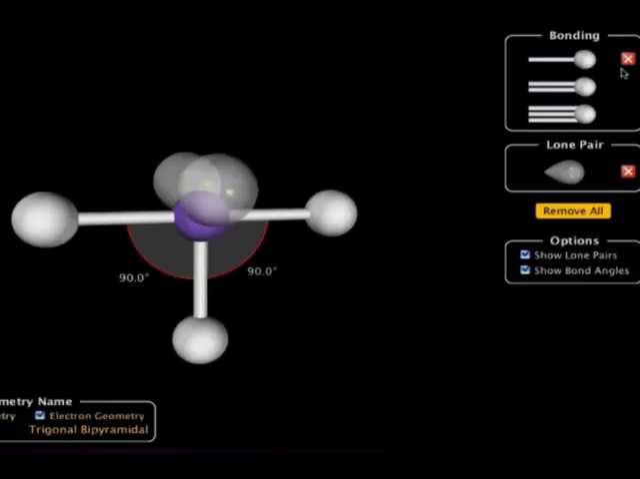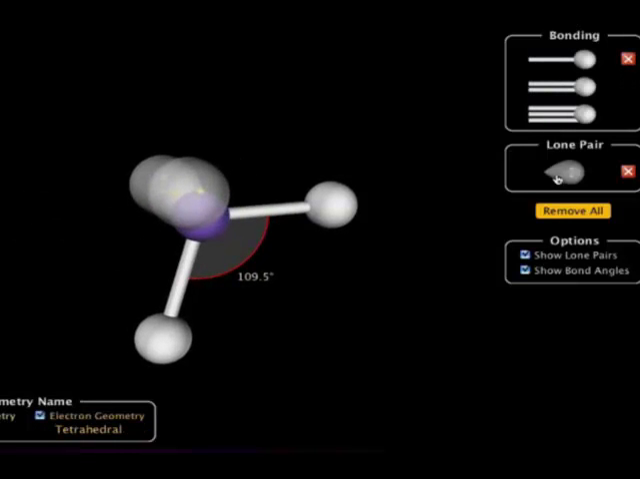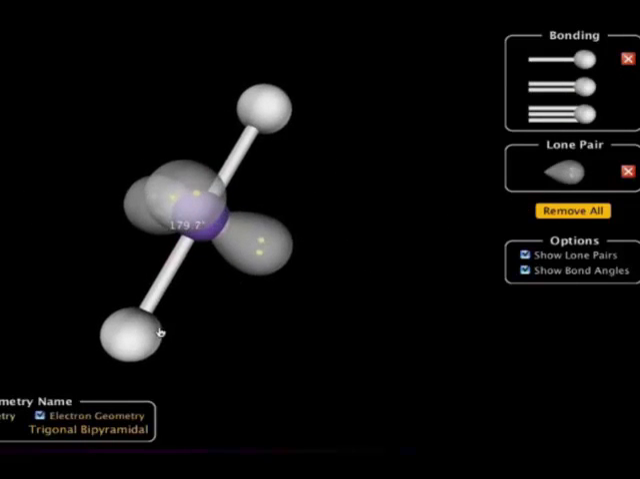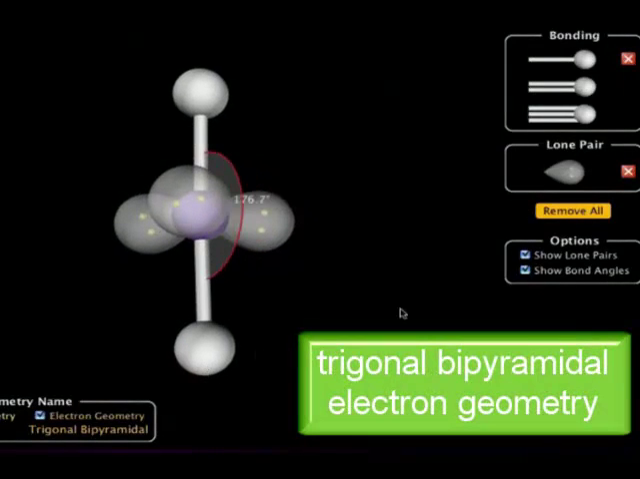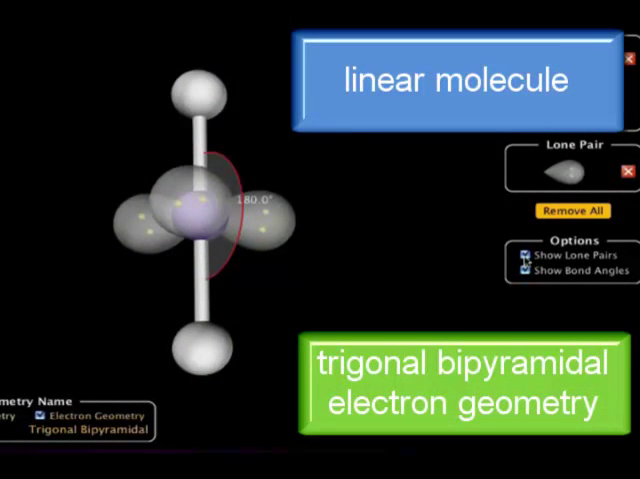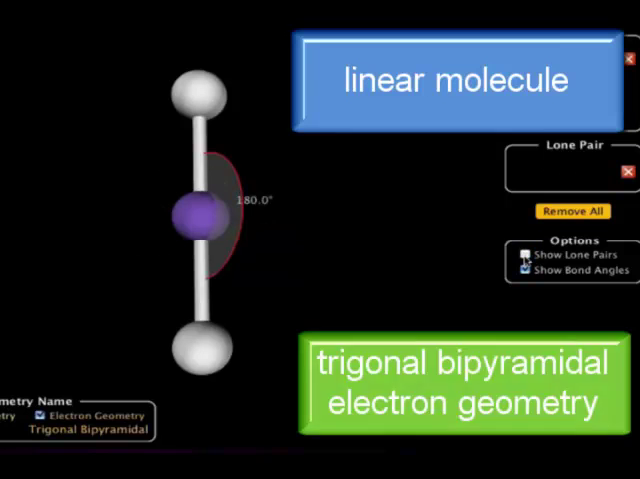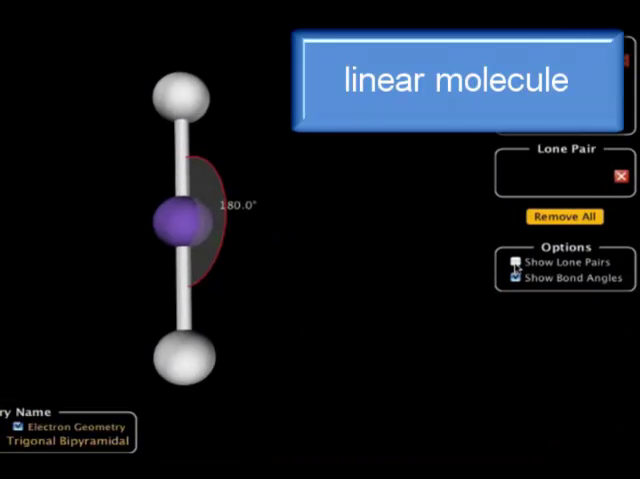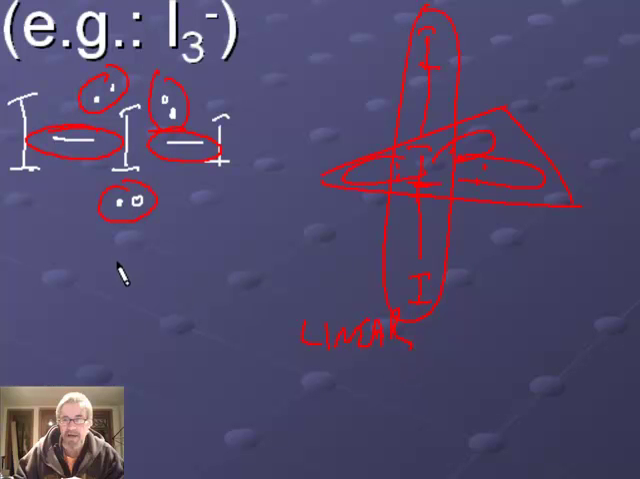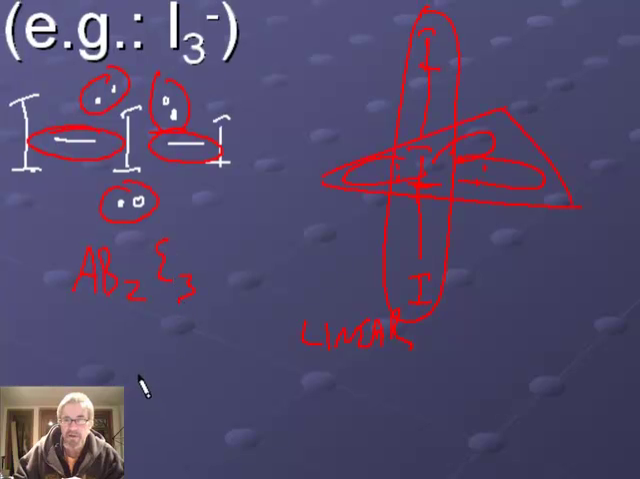Starting with this T-shaped molecule, I'm going to remove a bond and add a lone pair. Now I have 5 regions of electron density. 3 of them are lone pairs. So it's trigonal bipyramidal, but it's linear in shape. What kind of a molecule makes linear? Well, an AB2 does, but an AB2E3 also does, and that's what we've got here.